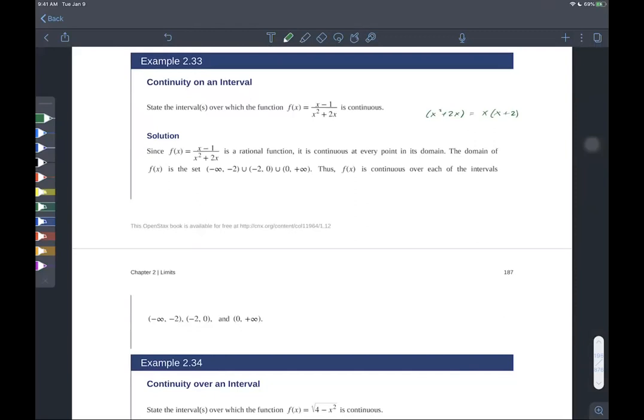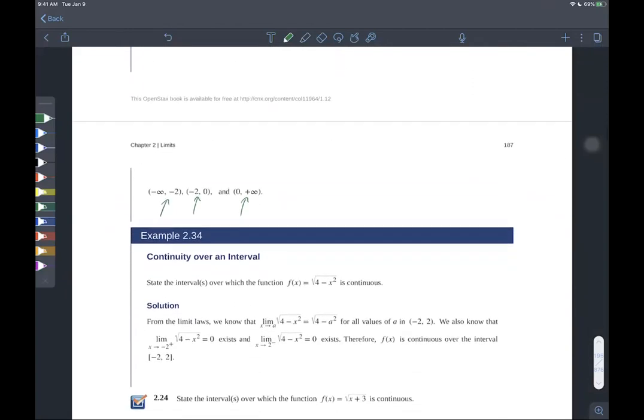And we see that this denominator is equal to 0 when x is equal to 0 or when x is equal to -2. So we will exclude both of those values from the domain. So the domain of f of x is this set here, all real numbers except for -2 and 0. Thus, f of x is continuous over each of the intervals, and those individual intervals are where f is continuous. Okay, nothing too new there.